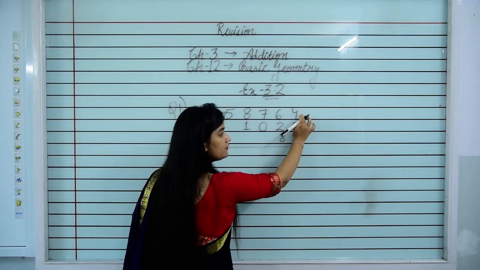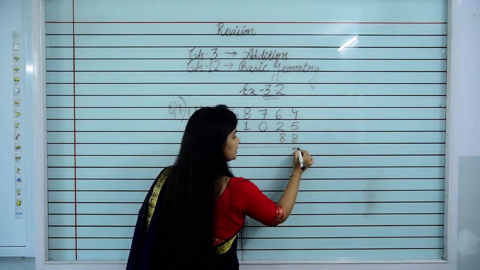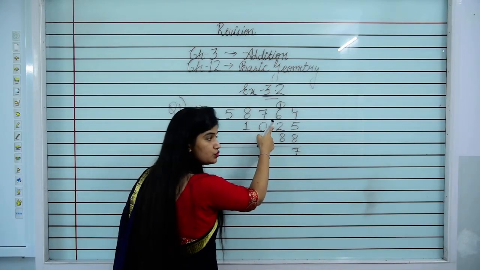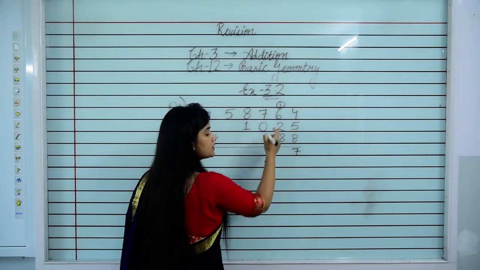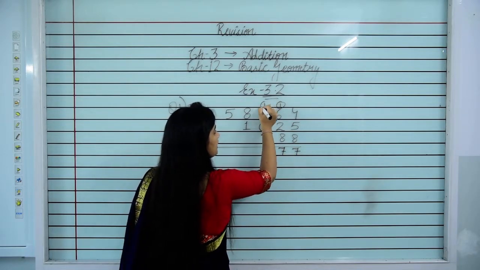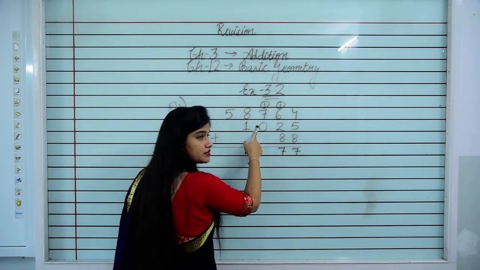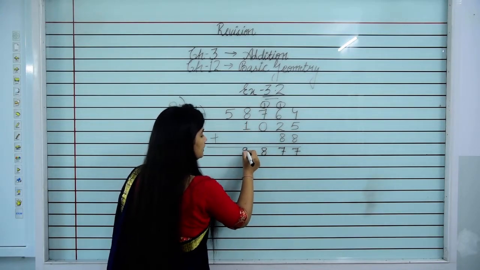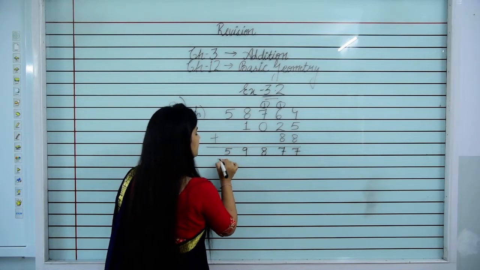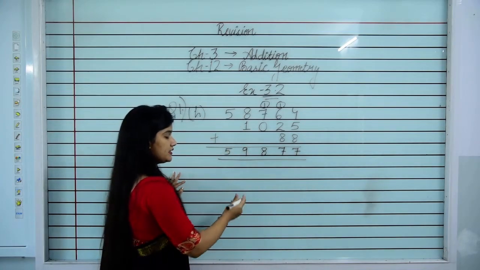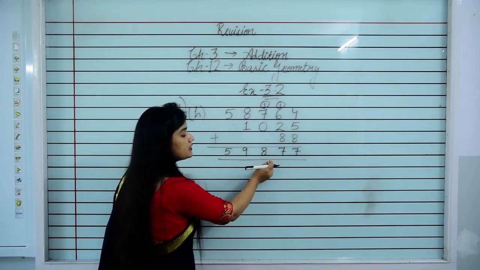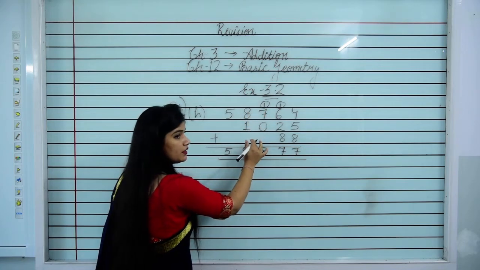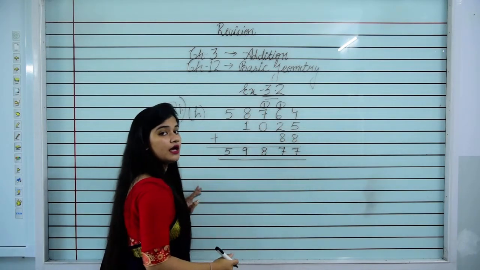8 plus 4, 12. 12 plus 5, 17. So we'll write 7 here, 1 carry over. 8 plus 2, 10. 10 plus 6, 16 plus 1, 17. 7 carry over 1. 7 plus 0, 7 plus 1, 8. 8 plus 1, 9. And this will be 5 as it is. And here the answer is 59,877, and this is the sum of these three numbers, and these three numbers are addends.